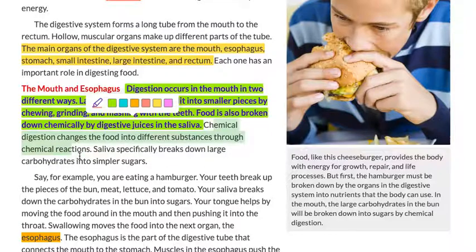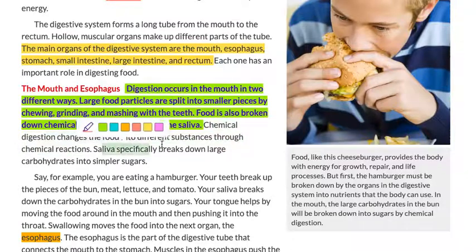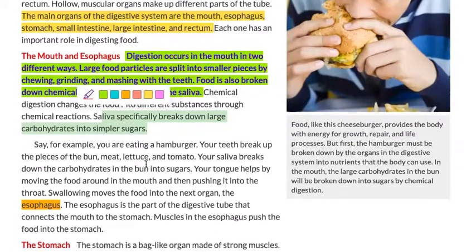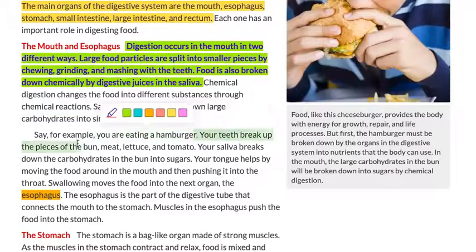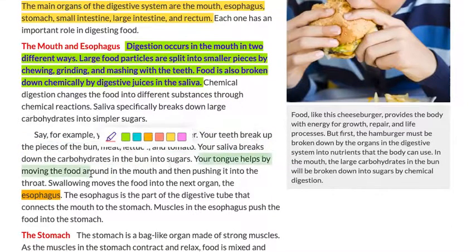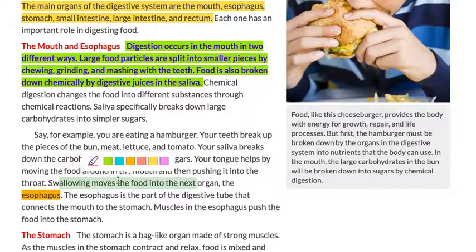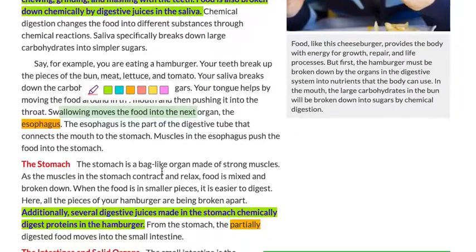And believe it or not, you have chemical reactions going on in your mouth. Your saliva is breaking down large carbohydrates into simpler sugars. So say, for example, you're eating a hamburger, right? Your teeth are going to break up the pieces of the bun, meat, lettuce, and tomato. Your saliva is going to break down the carbohydrates in the bun into sugars. Your tongue is going to help by moving around the food in your mouth and pushing it toward your throat, right? And swallowing it will cause the food to go to the next organ, which is the esophagus.